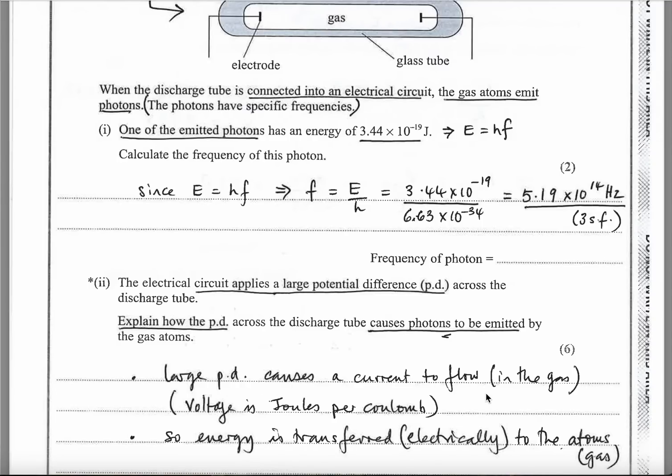In other words, for the current to flow, it must be separated into positive and negative charges, because a current is the rate of flow of charge. So it must have ripped some of the electrons out of the atoms. I put in brackets, voltage, remember, is joules per coulomb, and current is coulombs per second. So energy is transferred by electrical work to the atoms in the gas. Okay, so that's 2 marks already.